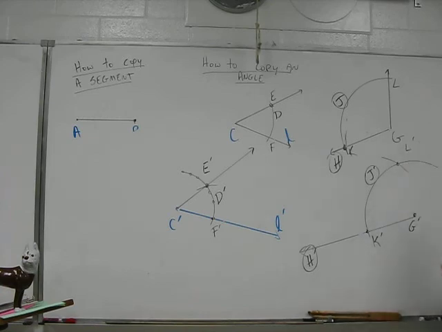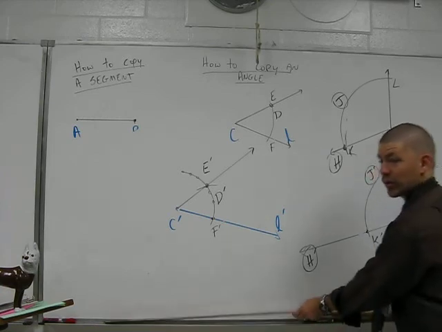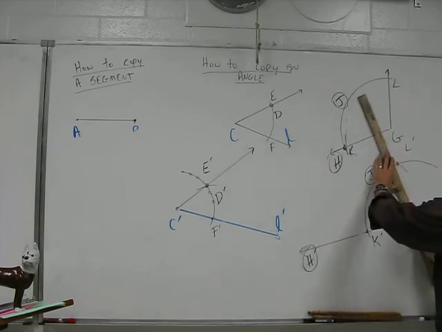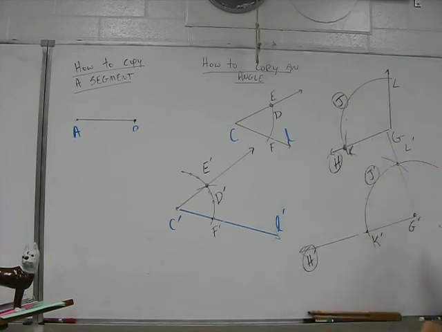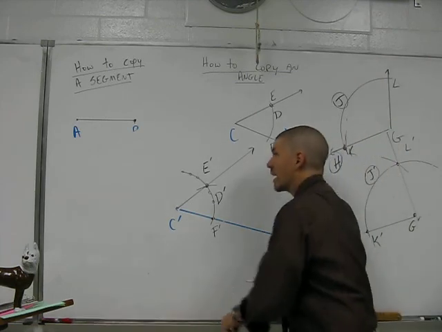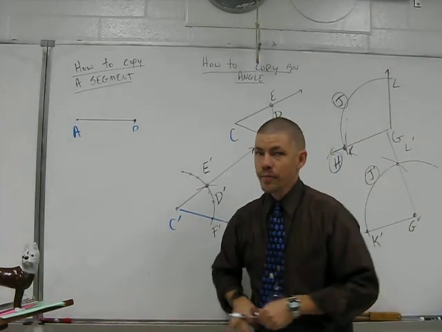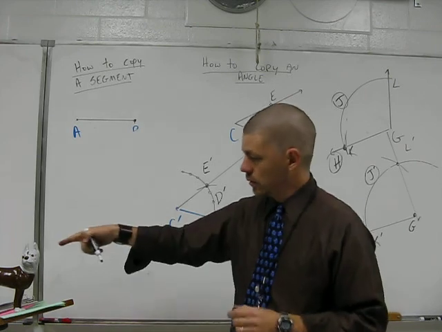Am I done? No, because it's not an angle. What have I got to do? Well, I connect G prime to L prime. And, well, my compass kind of messed up, but this angle should look exactly like that one. And that is exactly how you copy a segment and copy an angle. Thanks. Later.